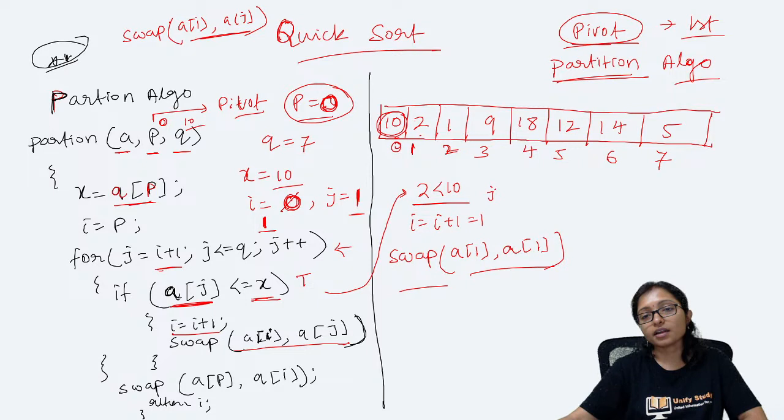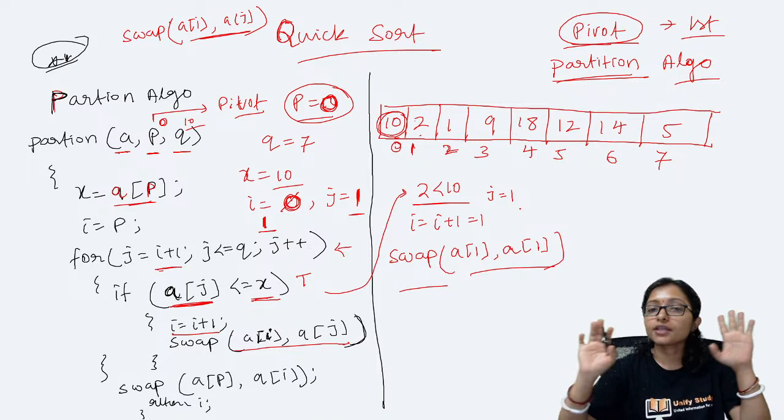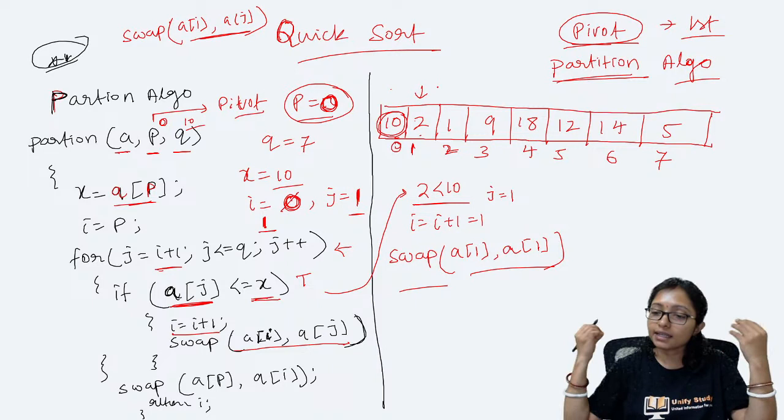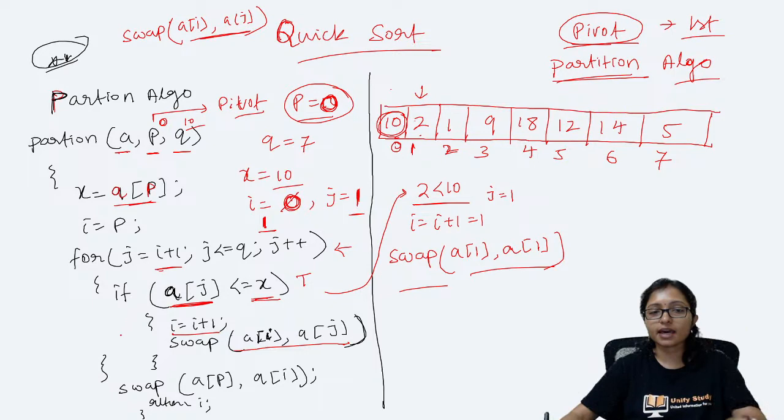Is this clear? I value is 1, J value is 1. So ultimately there is no swapping. Ultimately 2 will be in that position only. Is it clear? This part is the ultimate thing. All the game is here only.